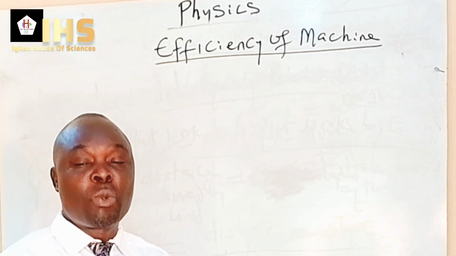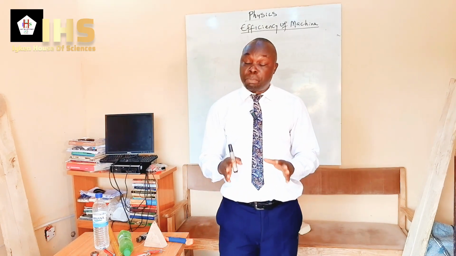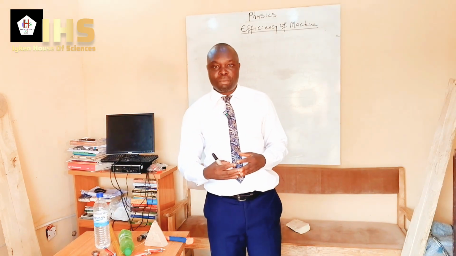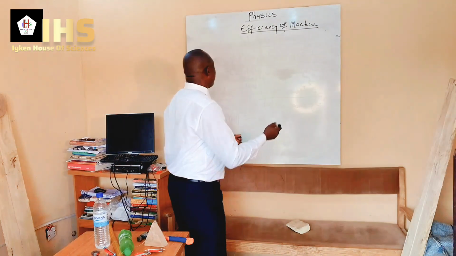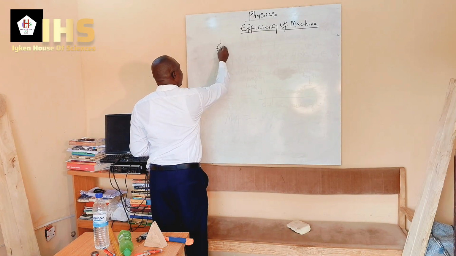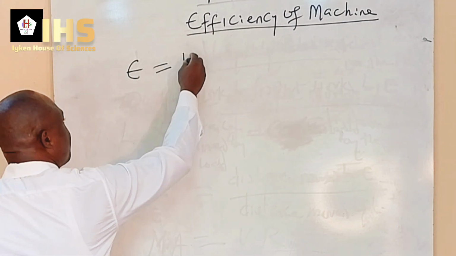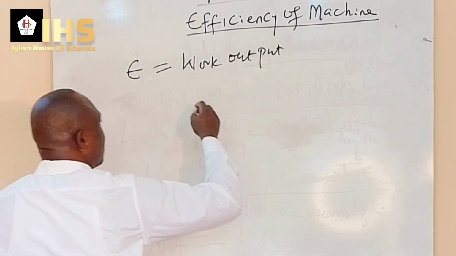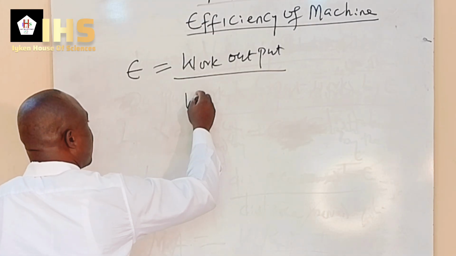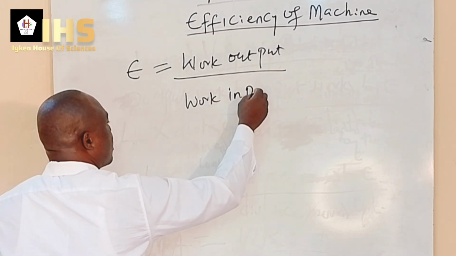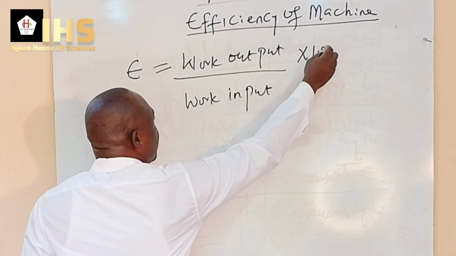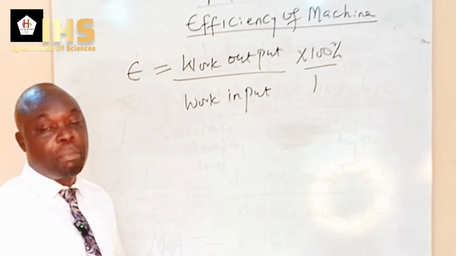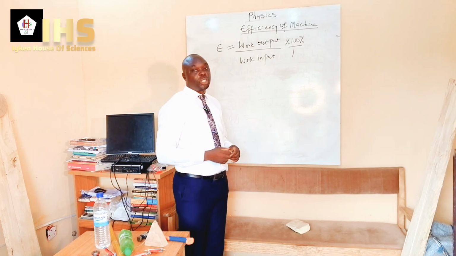The efficiency of a machine is always expressed in percent, to check how efficient that machine is. The efficiency of a machine, E, is given by the work output over work input, multiplied by 100%. I told you that we express the efficiency of a machine in percentage. That's why we multiply by 100.